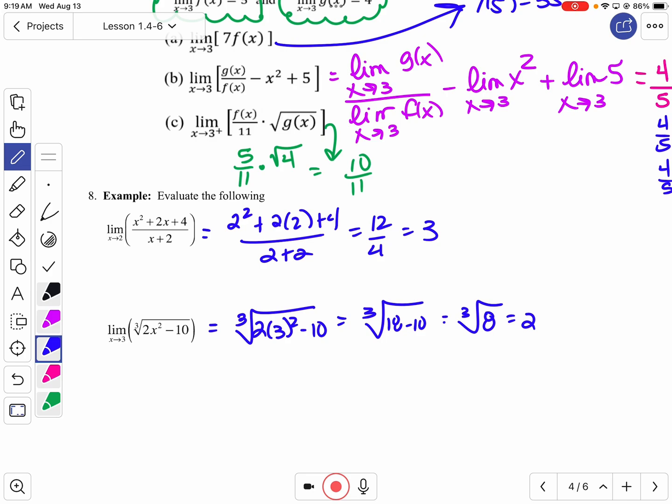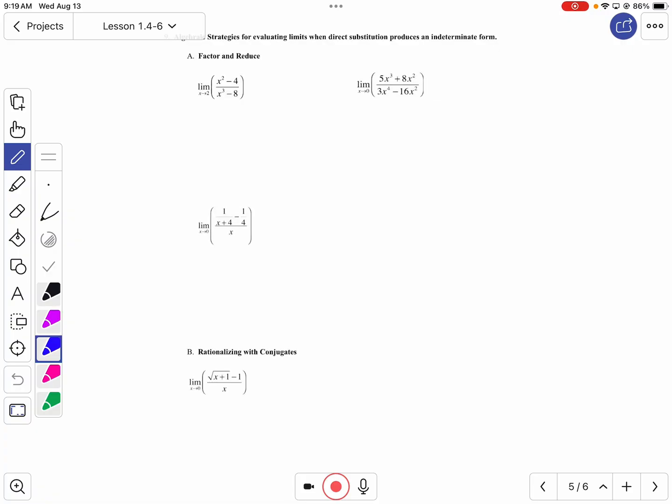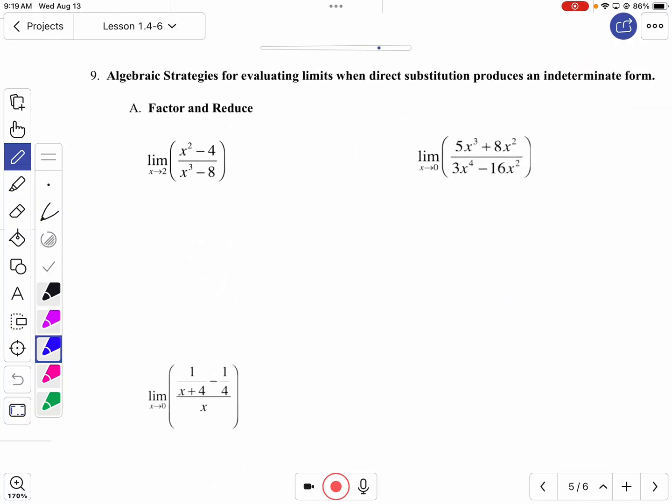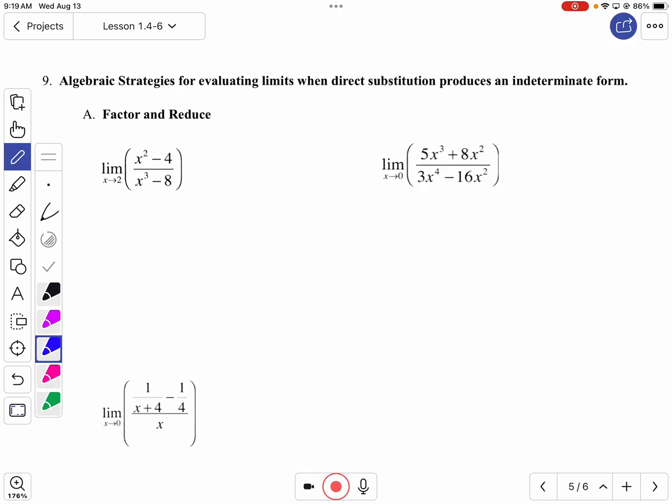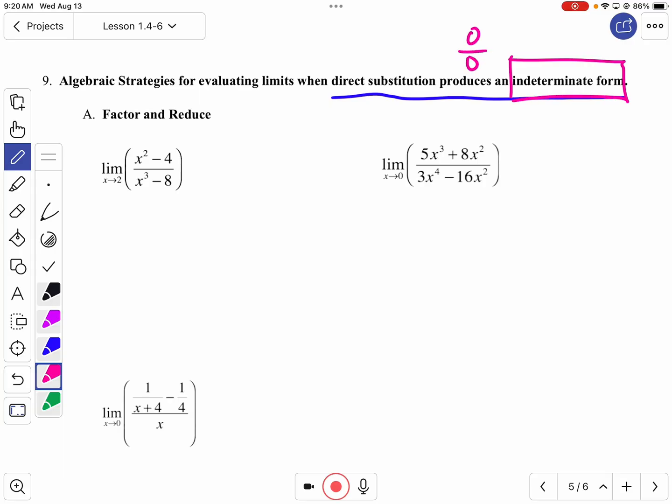All right? But we all know that's not how the world works, okay? Never has, never will. There's always the exception to the rule, which is what we seem to live and deal with, okay? So let's talk about algebraic strategies for evaluating limits when direct substitution produces an indeterminate form. Now, that's a new word for you. Indeterminate form means it's giving me a 0 over 0, okay? Not only does my paper explode, it's a conundrum. Okay, we just don't want 0 over 0.